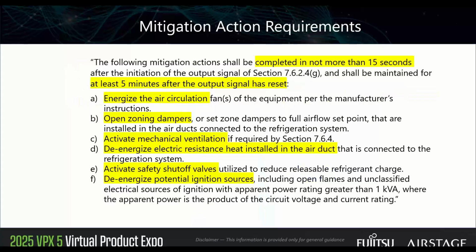On the next slide, we can see mitigation action requirements. The standard specifies that within 15 seconds, and for at least 5 minutes after the signal has been reset, actions should happen. We need to energize the air circulation, if we have considered that when we determine the EDVC. We should open zoning dampers. We should activate mechanical ventilation unless it's running all the time. Then it could be triggered by the RDS. We should, of course, de-energize electric resistance heat in the air duct. And if we have shut-off valves, we should activate those with that RDS.